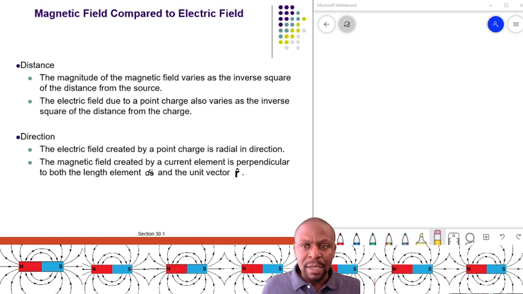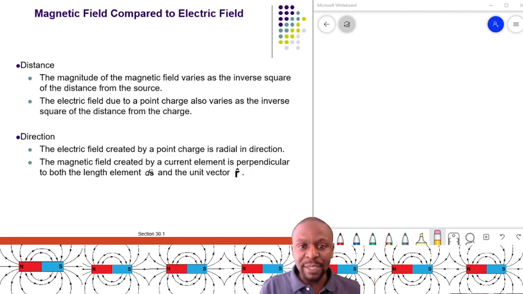Right. Now let us also compare the magnetic field and electric field in terms of the distance and the direction. We have seen from what I've just written on the board that, in terms of the distance, the magnitude of the magnetic field varies as the inverse square of the distance from the source. And exactly the same thing happens to the electric field due to a point charge, which also varies as the inverse square of the distance from the charge. Now, in terms of the direction, the electric field created by a point charge is radial.